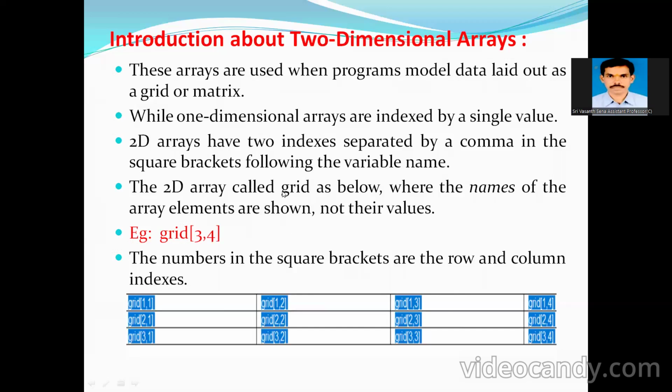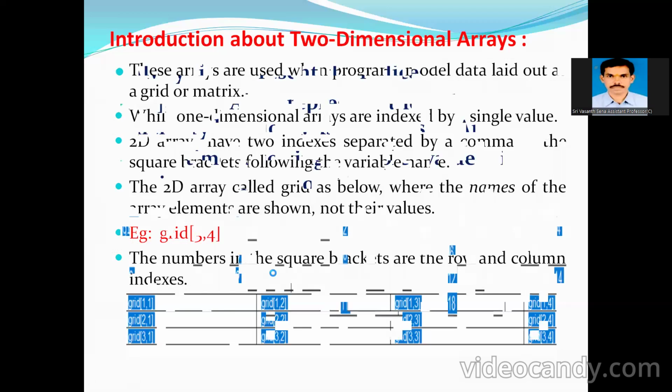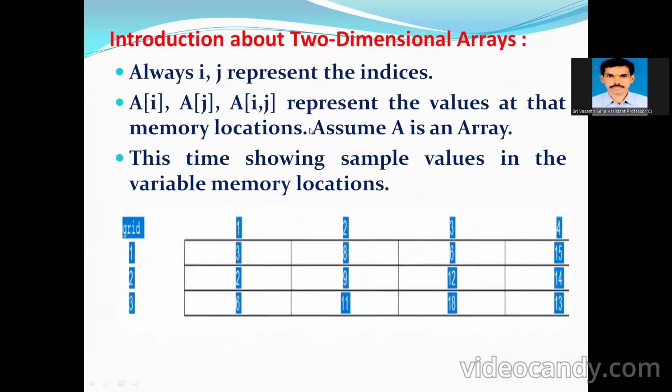So the 2D array is called a grid as below, where the names of the array elements are shown in this diagram. Always i, j refer to the indices. Suppose you take i and j variables, which represent the indices: A[i] and A[j] represent a single-dimensional array. Array A[i,j] represents a two-dimensional array. So A[i,j], i rows and j columns, represents the values at those memory locations.